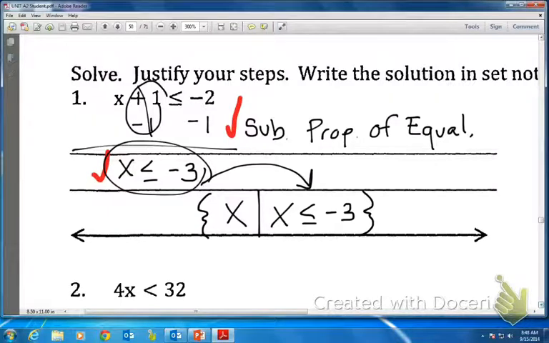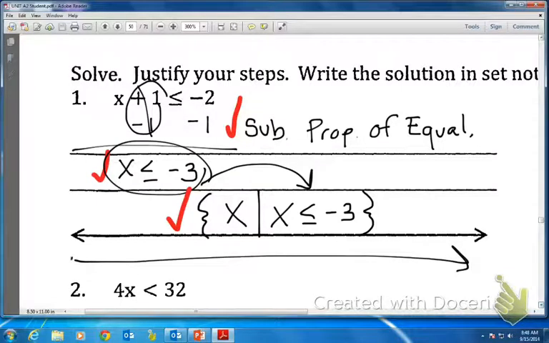All right, so I did solving it, I justified my steps, I did my set notation, and then the last thing I'm going to do, which actually I just wrote it in the wrong place, but that's okay, is to graph it. So I have this number line here, I'm just going to draw another one so we have room. And I'm going to graph x is less than or equal to negative 3. So I'm going to find negative 3 on my number line. Here's 0, here's negative 1, here's negative 2, here's negative 3.